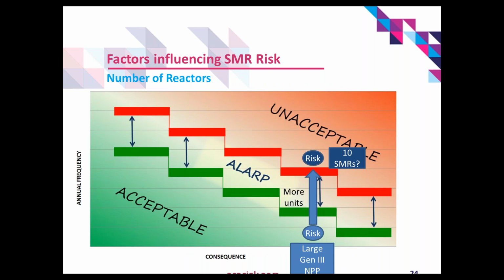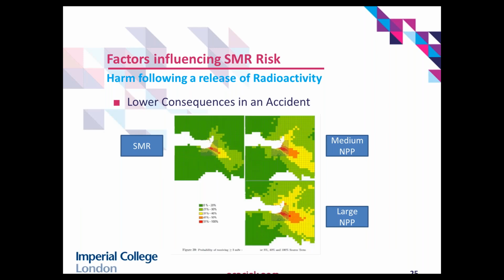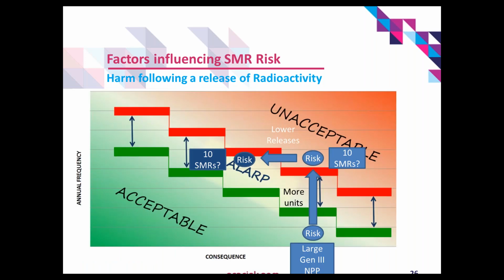But this is not all. What happened with the consequences? That is a recent study that Imperial College London has been doing with the support of CRA. Here we can see that there are probably lower consequences in case of an accident, the difference between a large nuclear power plant, medium, and SMR. This is a level 3 PSA, showing how the radiation spreads in case of an undesirable event. So maybe we are shifting these consequences to a lower region. So we are in the alarm region.